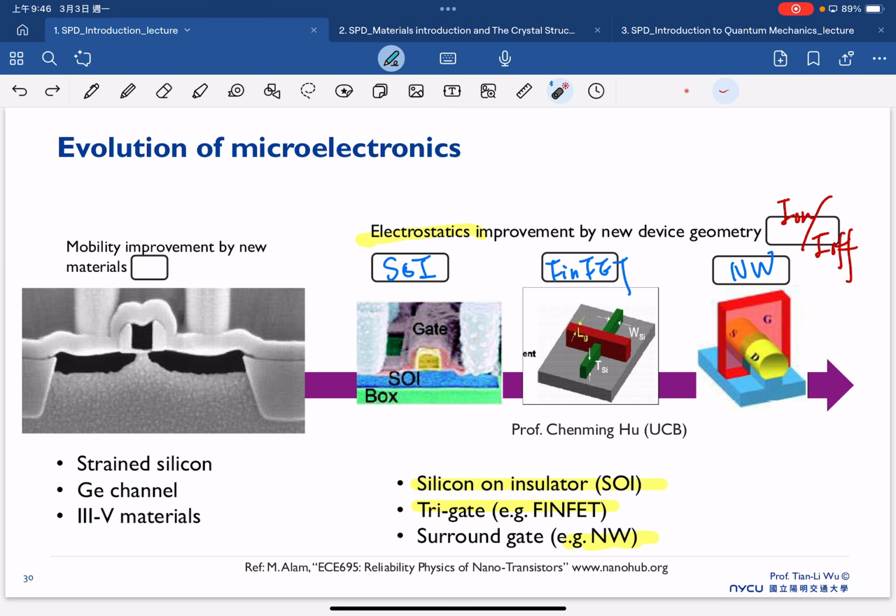And there are several strategies. The first one is very well known, what we call silicon on insulator. The idea is also very simple. If we know this is a typical MOSFET, as we know, we have the N+, and we have the dielectric, we have our gate metal.